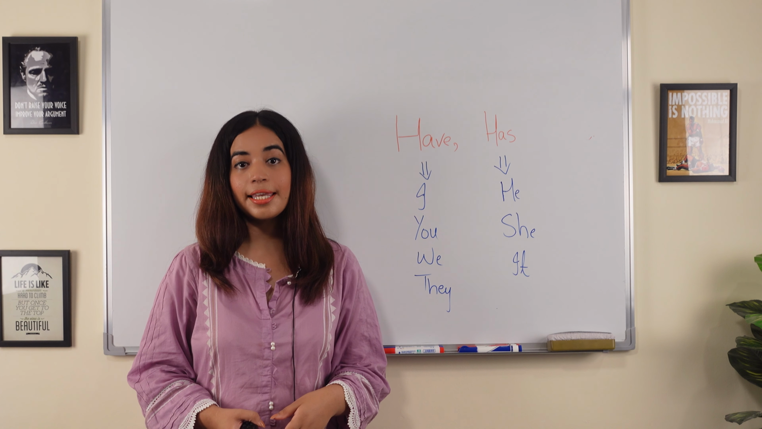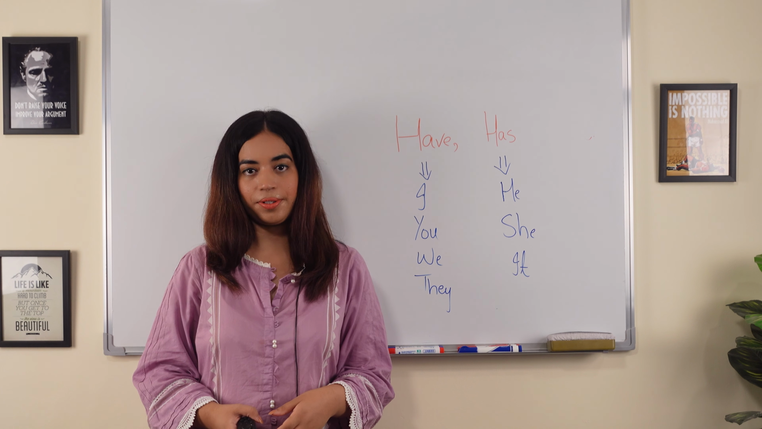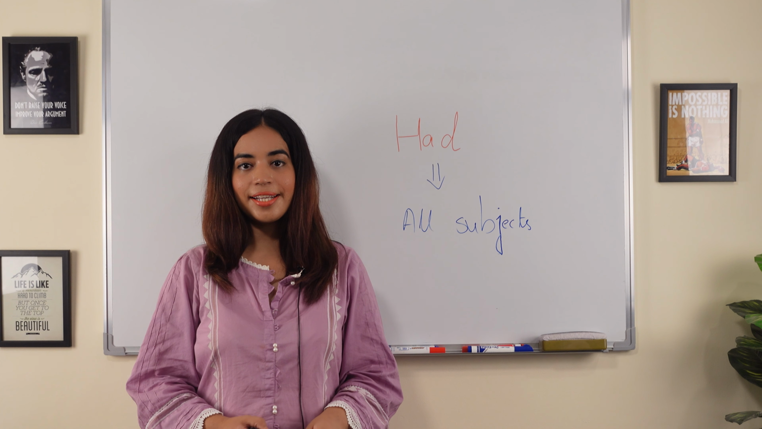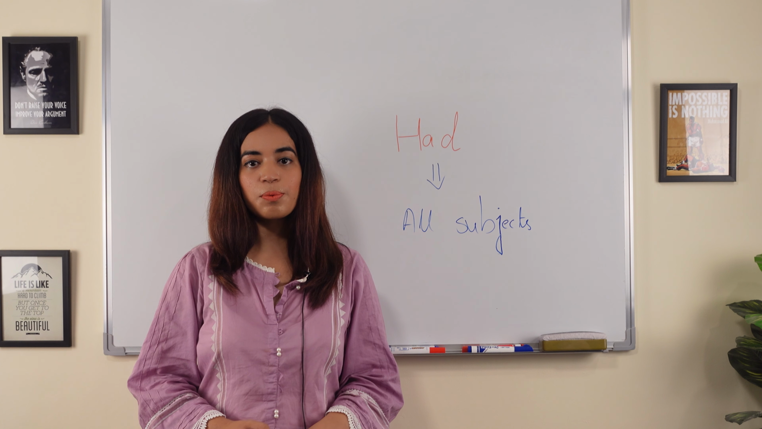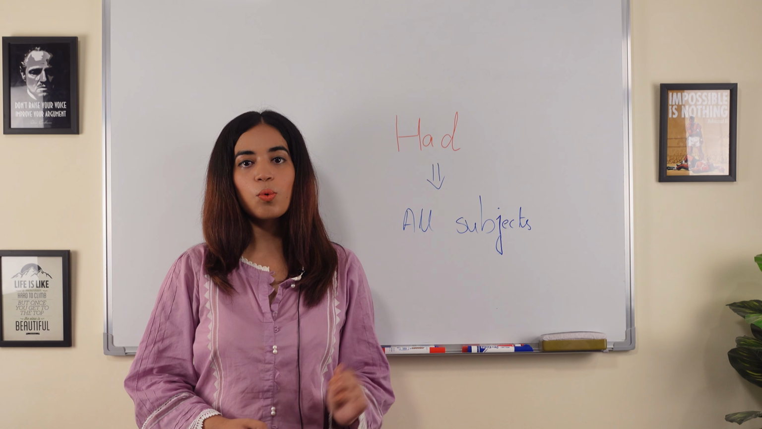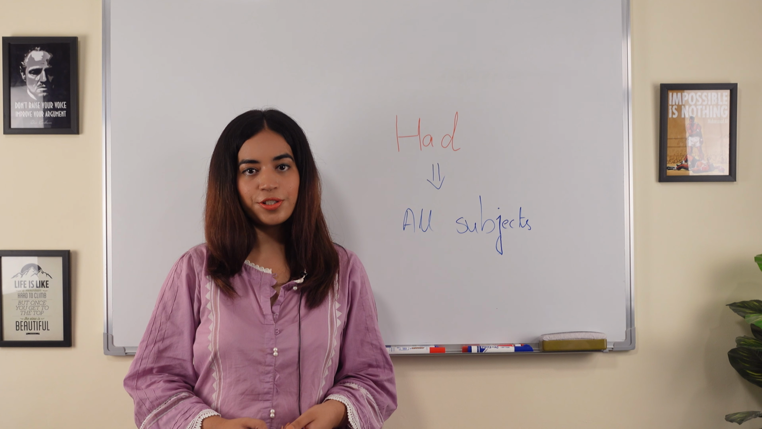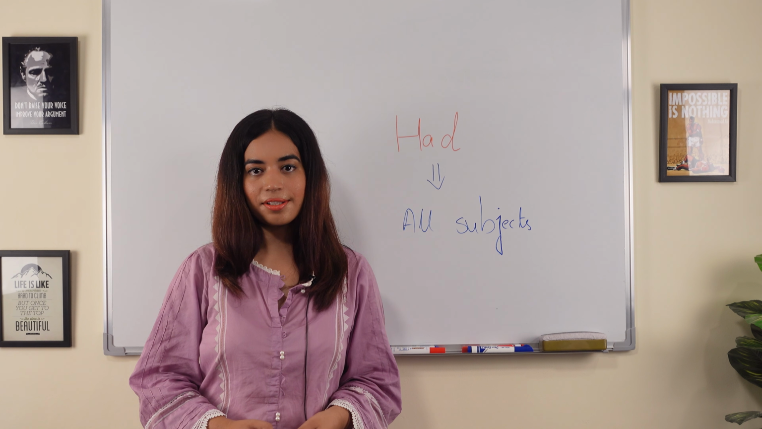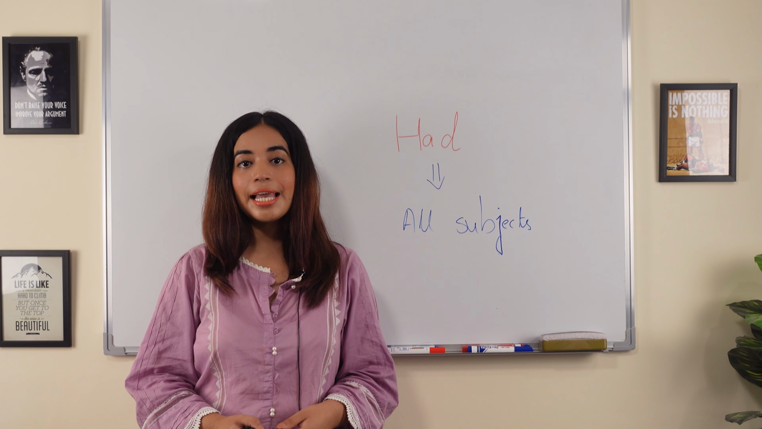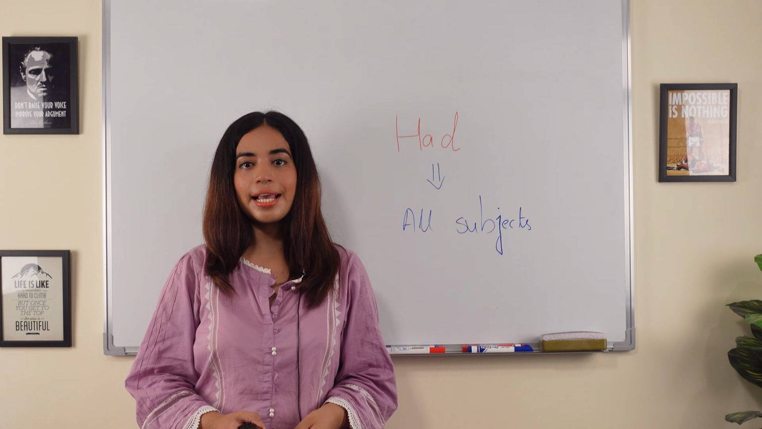For example, I have a pen or he has a book. Easy, right? Had, on the other hand, is used for all pronouns when you're talking about the past. So whether it's I, you, he, she, it, had remains constant. For example, they had a cat or she had a hat.